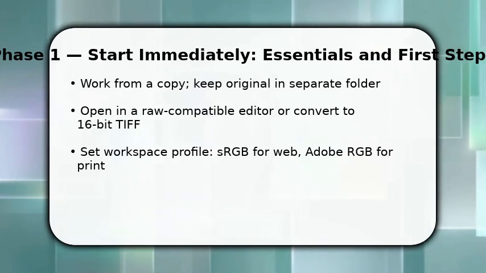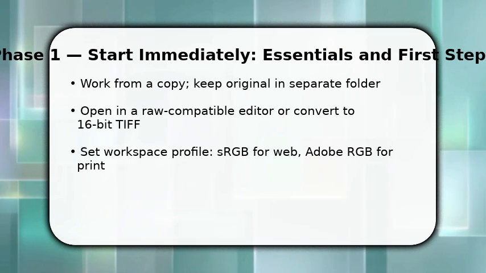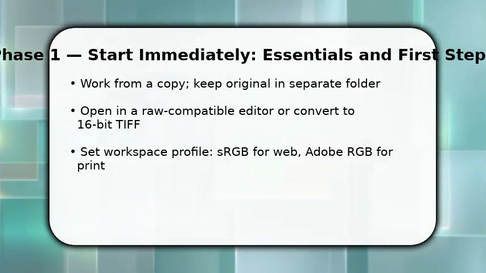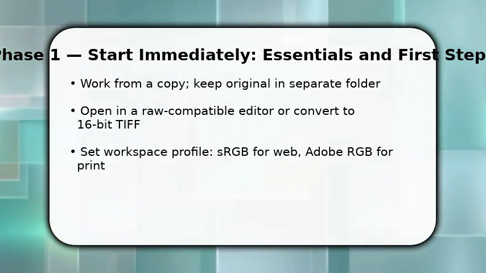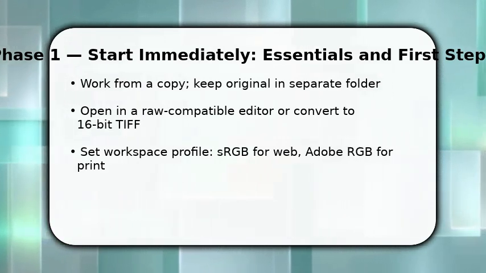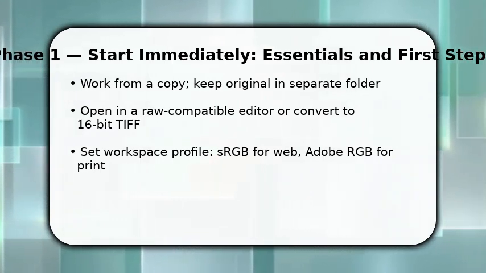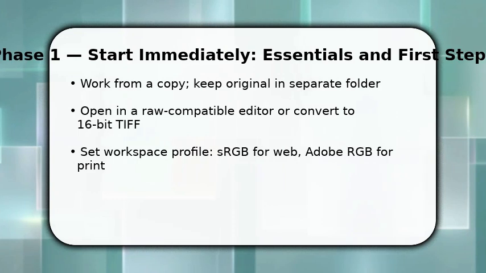You start by making a duplicate and opening the duplicate in a RAW-capable editor. This preserves the original. Once done, pick 16-bit or a non-destructive format so you retain latitude for edits. Next, set the color profile. Use sRGB for web or Adobe RGB for print, because color space influences final appearance.